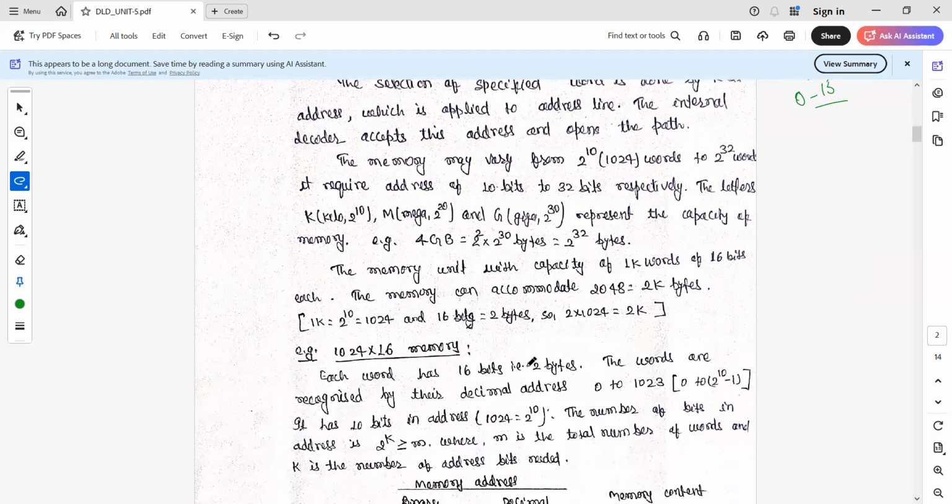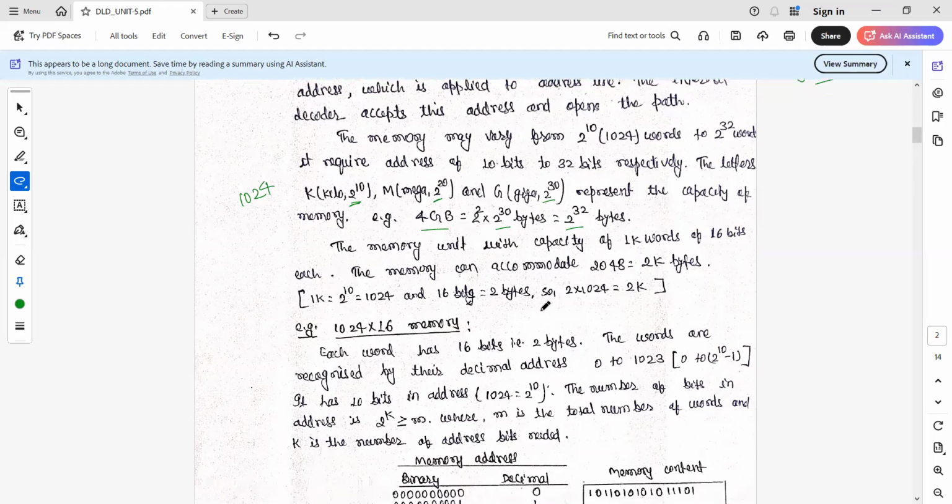We have different devices with different memory capacities. Kilo is 2 to the power 10, which equals 1024. Mega is 2 to the power 20, and giga is 2 to the power 30. If you have a memory or RAM, for example in a mobile we have 4 GB of RAM, then the capacity is 2 squared, which is 4, and GB is 2 to the power 30. In total it can store 2 to the power 32 bytes. So that is the maximum capacity of the particular memory.